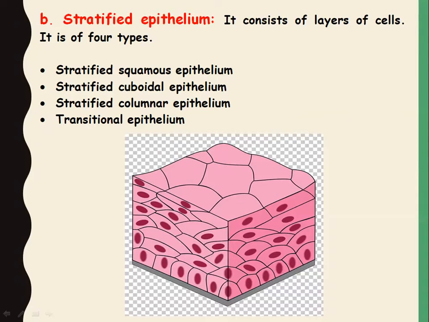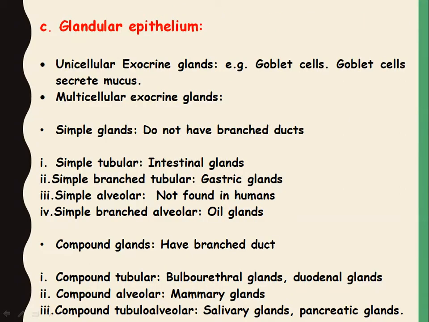Second one is stratified epithelium. It consists of layers of cells. It is of four types: stratified squamous epithelium, stratified cuboidal epithelium, stratified columnar epithelium, and fourth one is transitional epithelium. Third type is glandular epithelium, which includes unicellular exocrine glands. Example is the goblet cell. This goblet cell secretes mucus.